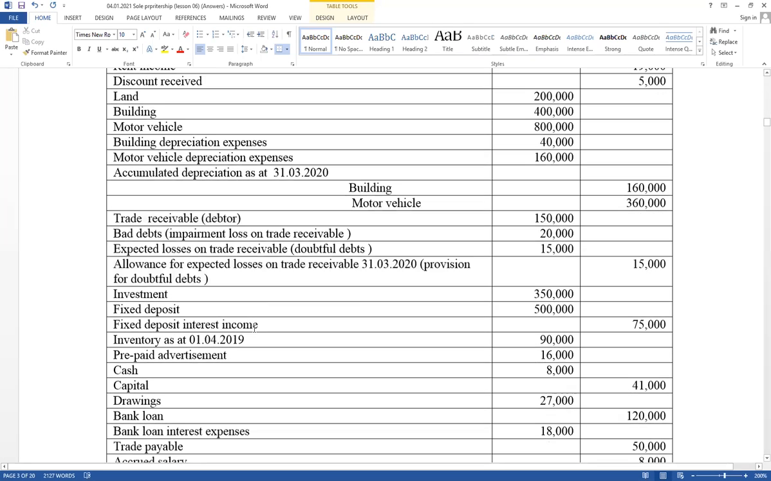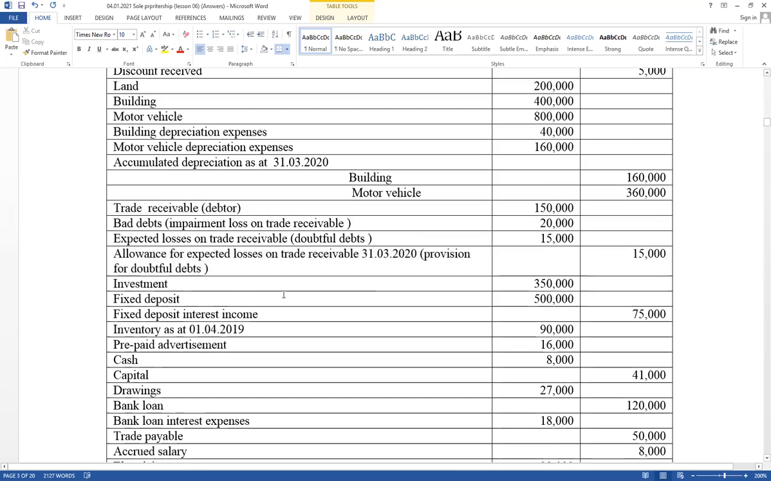Then investment as well as fixed deposits should be included in between current and non-current assets on the financial position. And fixed deposit interest is income, other income. This is opening inventory, inventory 1st April 19, and cost of sales calculation. Then prepaid advertisement expense, asset and current assets. Cash also under current assets.